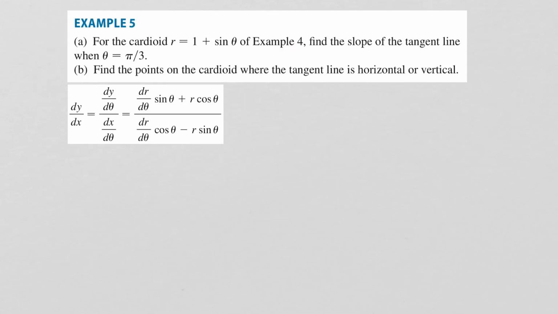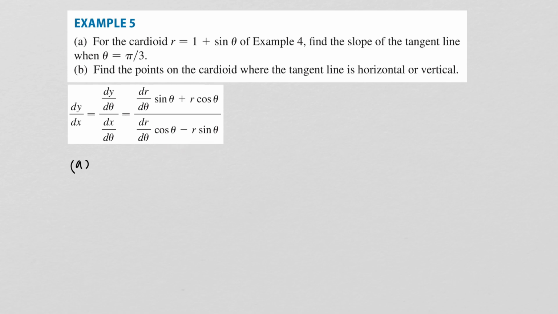So for the cardioid, r equals 1 plus the sine of theta, the same one we looked at in example 4, find the slope of the tangent line when theta is equal to pi over 3. So let's just focus on that one first. To find the derivative, we know the formula dy/dx is equal to dr/d theta times sine of theta plus etc., divided by the rest.